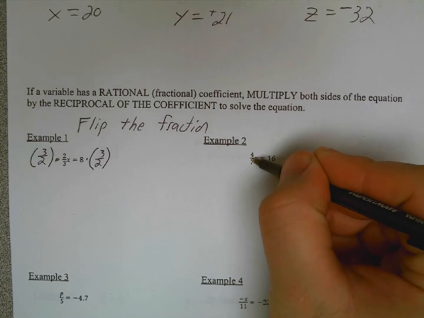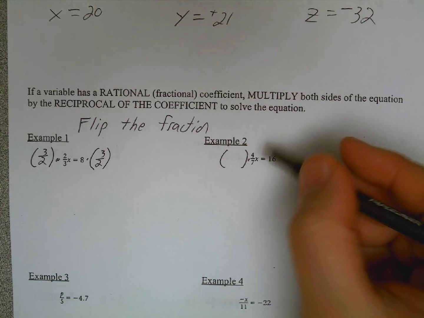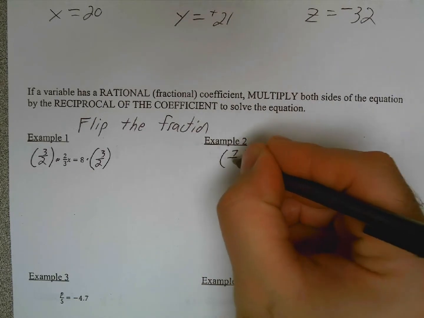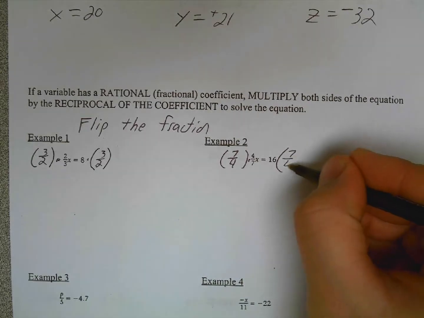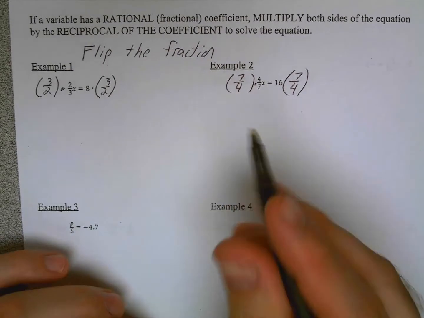Right here, my fraction is 4/7. So I'm going to multiply by the reciprocal. Instead of 4 divided by 7, 7/4. Flip the fraction. Whatever you do to one side, you got to do to the other. Got to multiply by the other, okay? So let's go ahead and set up the bottom as well.